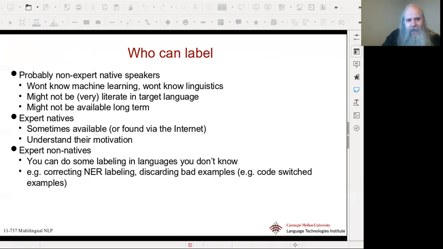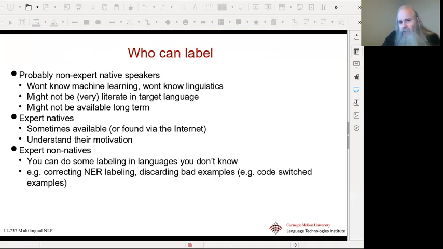You might be able to find expert natives who have a linguistic awareness about the language, understand what machine learning is, understand what NLP is. They sometimes can be found by the internet. They sometimes are people at universities in the target country where the language is spoken.